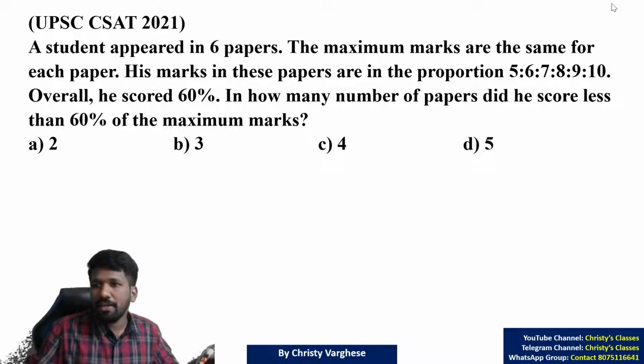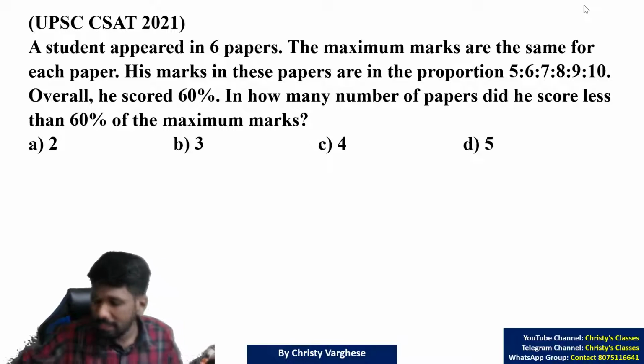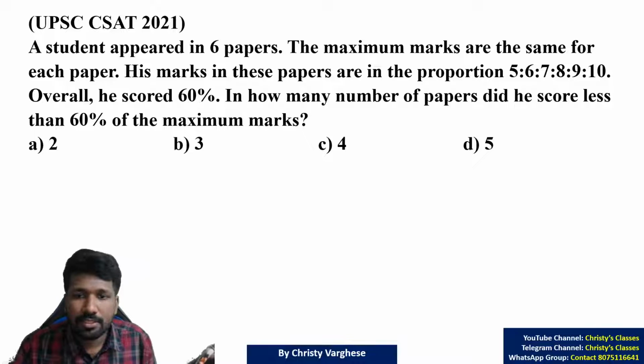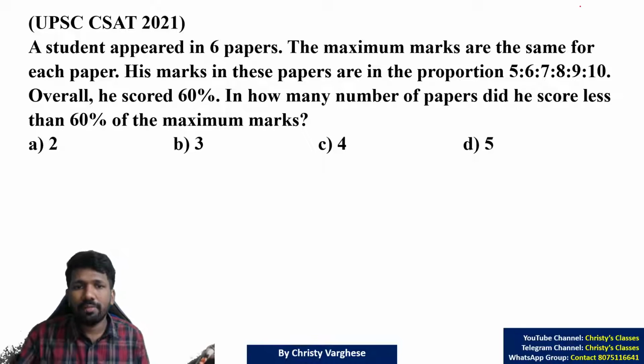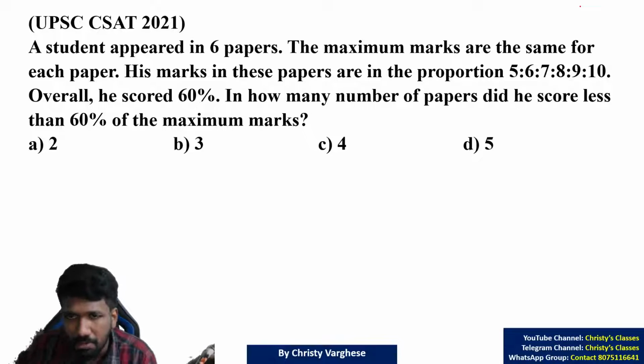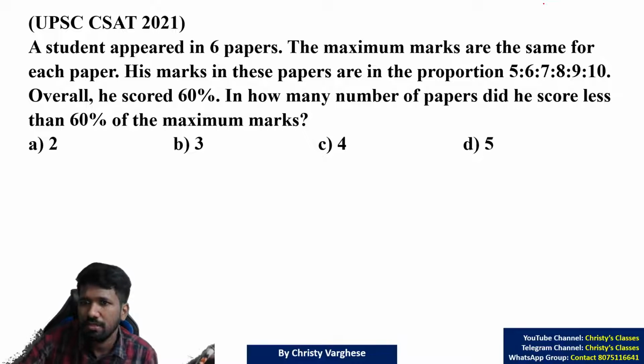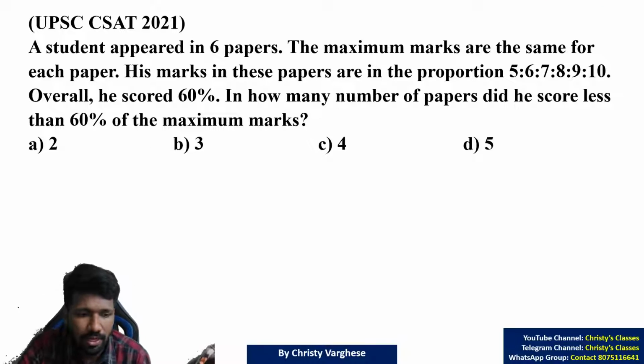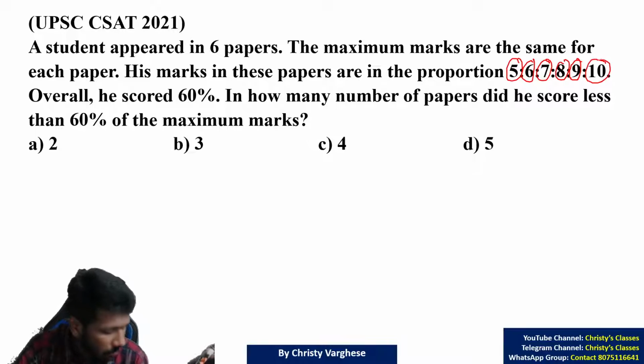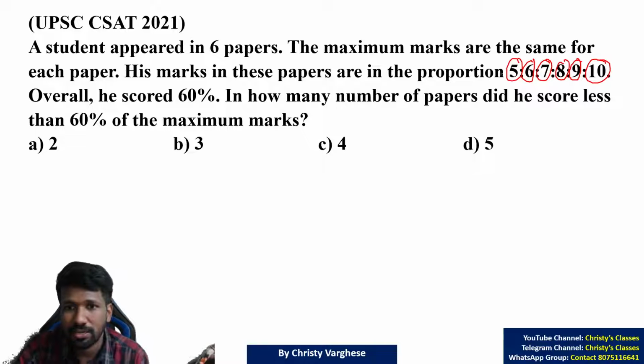Okay, so I'll explain. Some of you got an answer. Let's see whether it is right. So the question says a student appeared in 6 papers. The maximum marks are the same for each paper. His marks in these papers are in the proportion 5:6:7:8:9:10. Means 5 mark for the first paper, 6 mark for second, then 7 for third, 8 for fourth, 9 for fifth, and 10 for sixth paper.